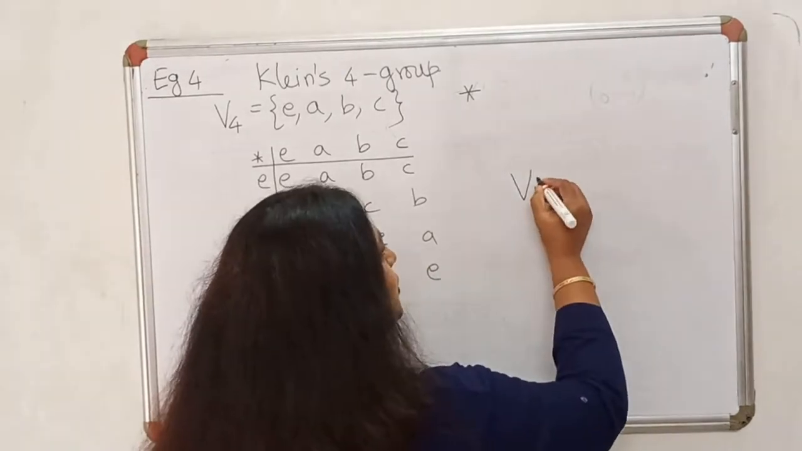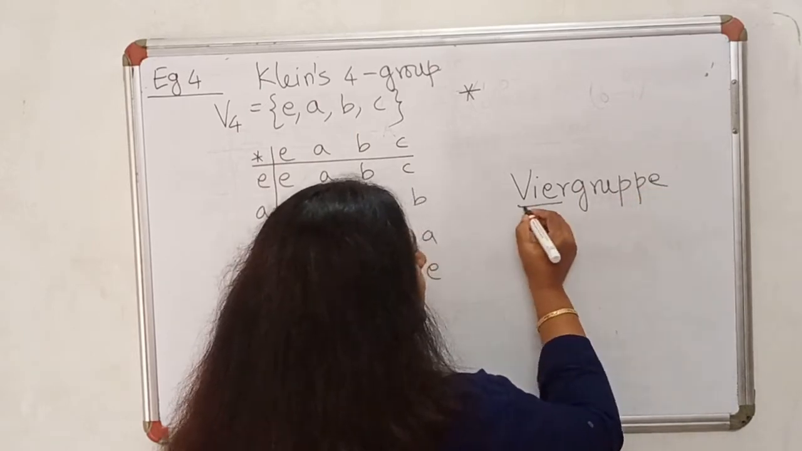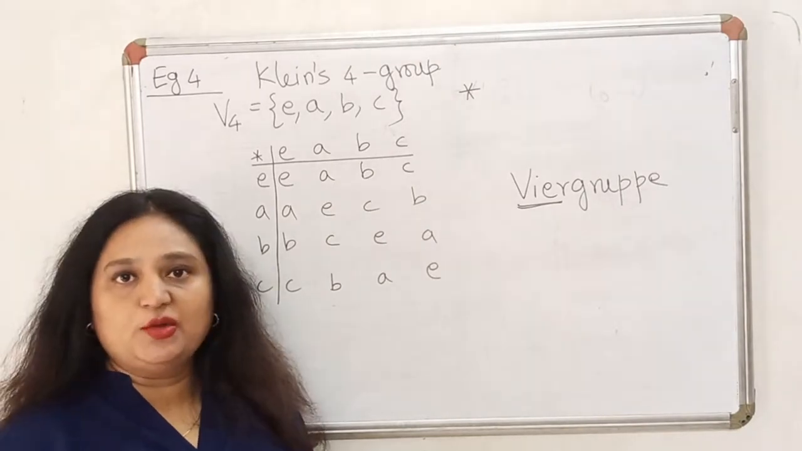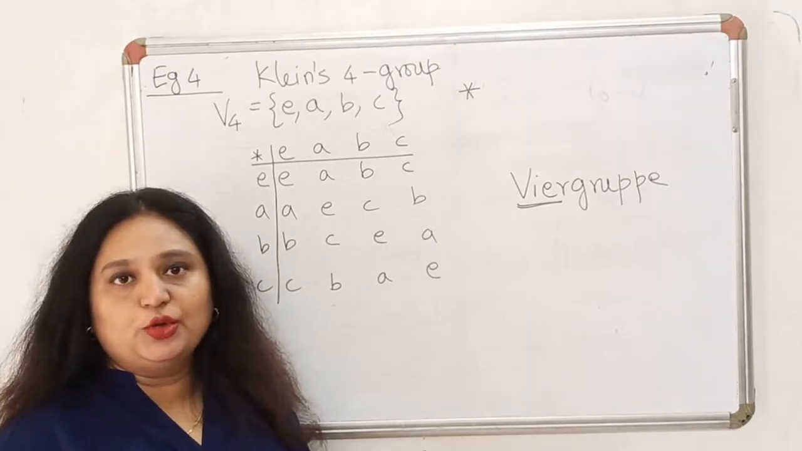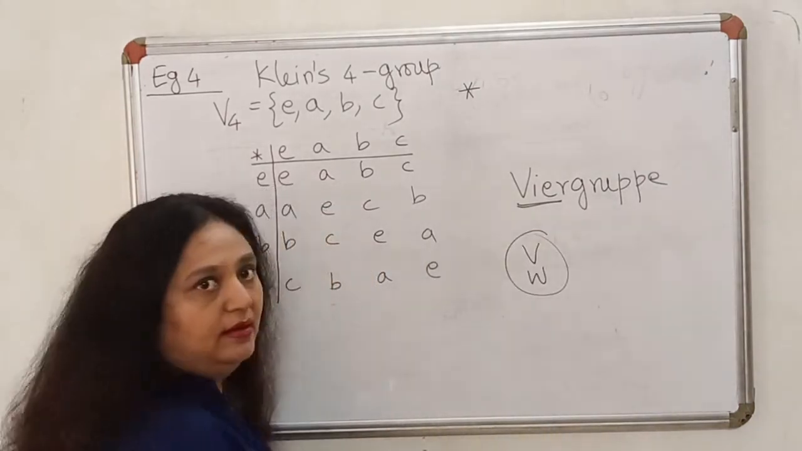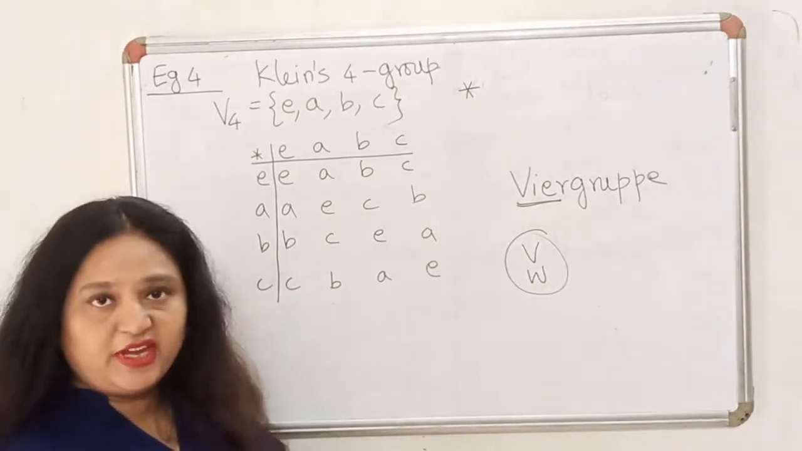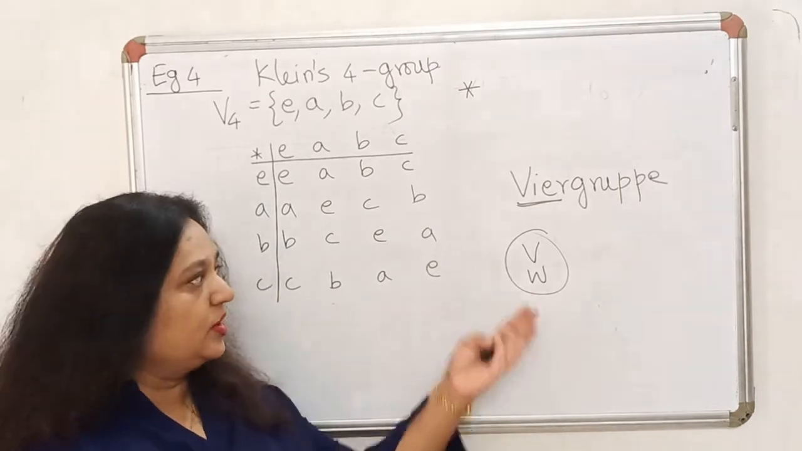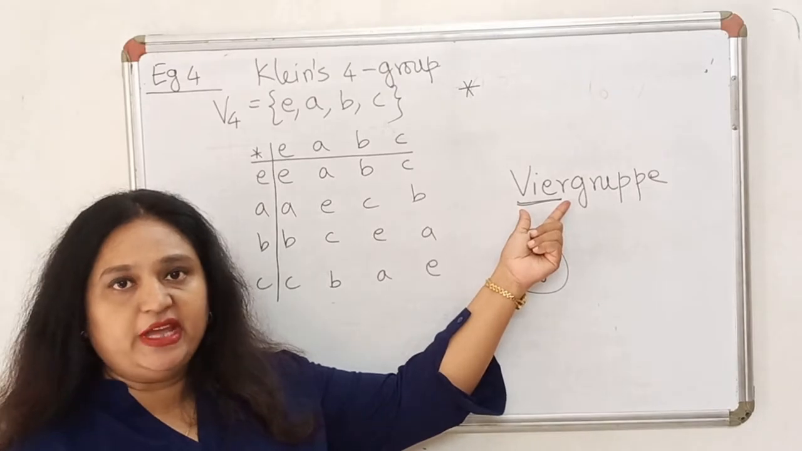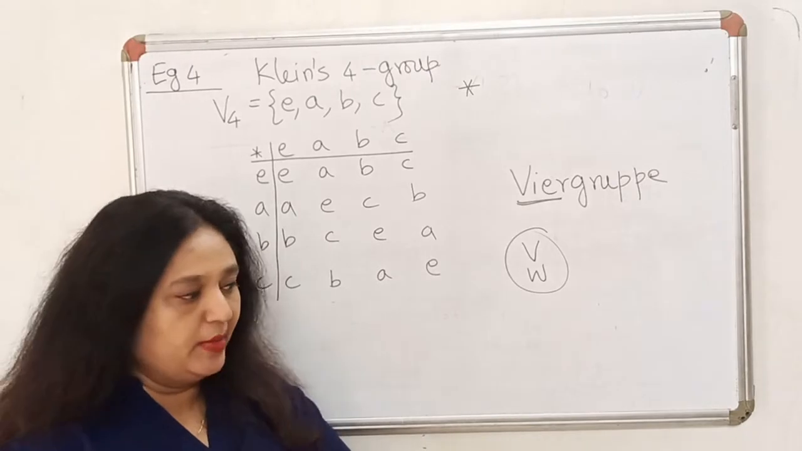This is also written in literature like this, because in German V is pronounced as F. So when you talk about the car Volkswagen, though it is written starting with a V, it's pronounced as Folkswagen, because in German V is pronounced as F, and in German 4 is written this way, V-I-E-R. So it's a 4 group, that means it's a group containing 4 elements.